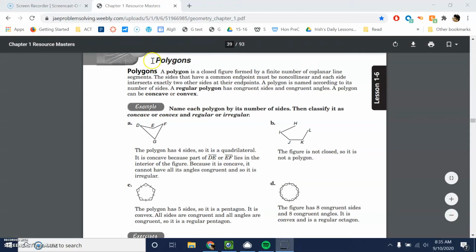All right, today we're going to do some polygons. We're going to do some drawing. We're going to do some classifying. It's going to be so much fun. Okay, so we're looking at this page right here, and we have all these examples. So pause the video and write down anything you think is important right here about what a polygon is. And then obviously draw the pictures. Draw them carefully and draw them identical.